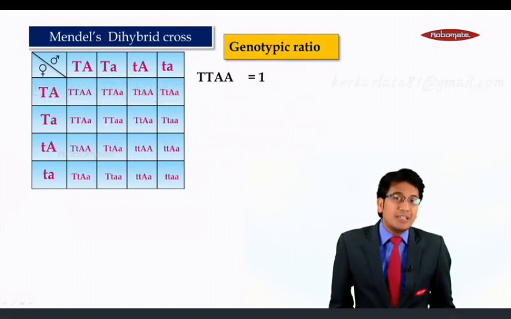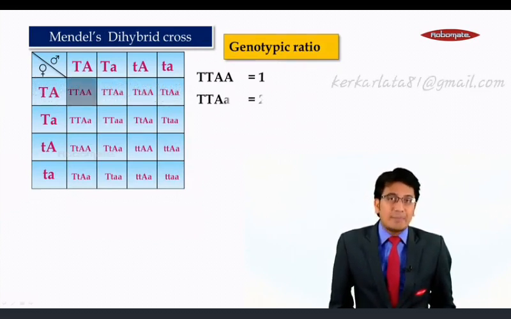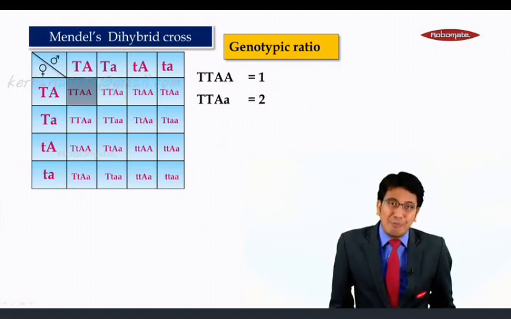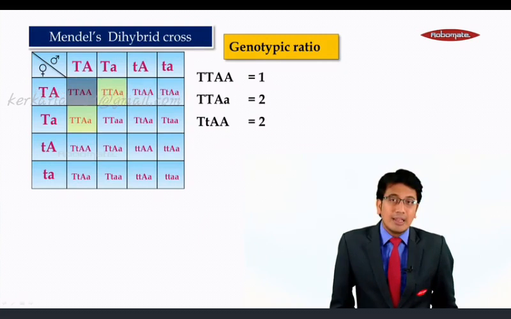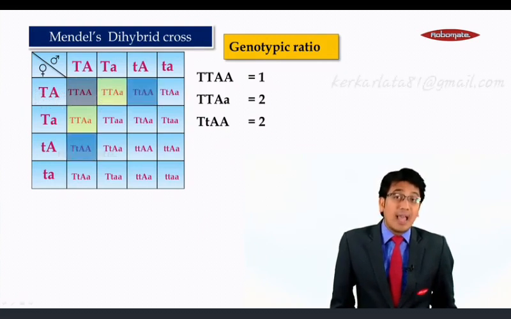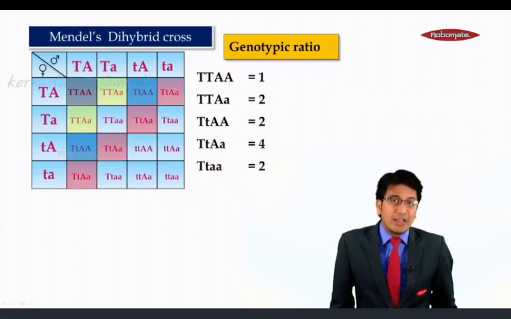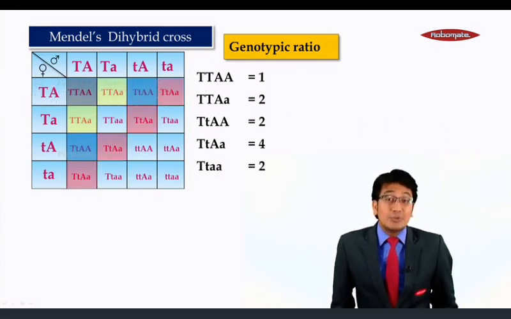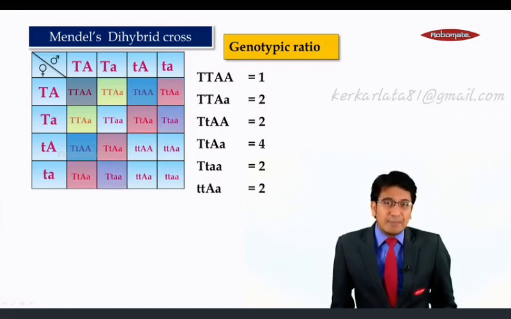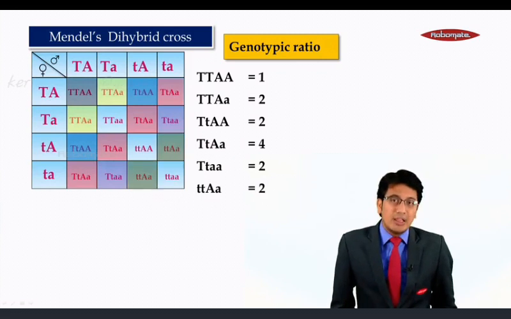Now he wants to calculate the genotypic ratio, the ratio of the genes. He got capital T, capital A, capital A as 1. Capital T, capital A, small a, there are 2. Capital T, small t, capital A again 2. Capital T, small t, capital A, small a, 4. Capital T, small a, again 2. Small t, capital A, small a, 2.